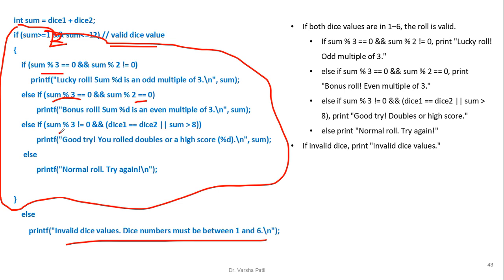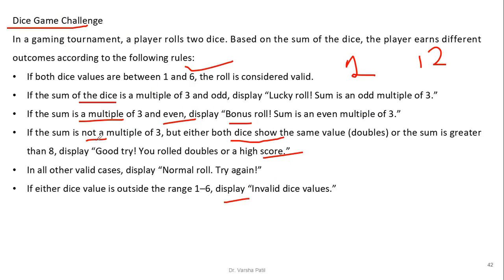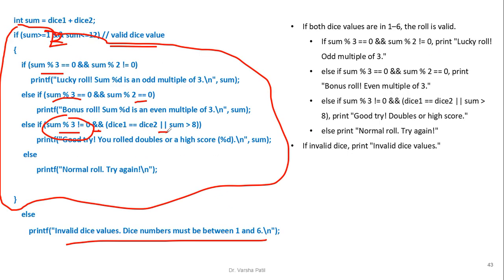Third is what? Sum should not be a multiple of 3, that is, it is not equal to 3, and either dice 1 and dice 2 values are the same, or the sum should be greater than 8. So this is a compulsory condition, and out of these two conditions, either this condition or this condition should be matched. See the code, it is not a multiple of 3, but either both dice show the same value or the sum is greater than 8. So that's why OR comes here. And last is the normal rule and try again. So this part comes under the if and else: invalid dice value and dice numbers between 1 to 6.